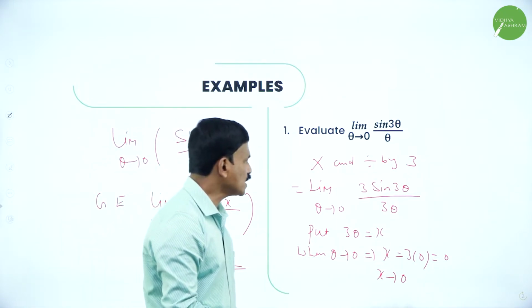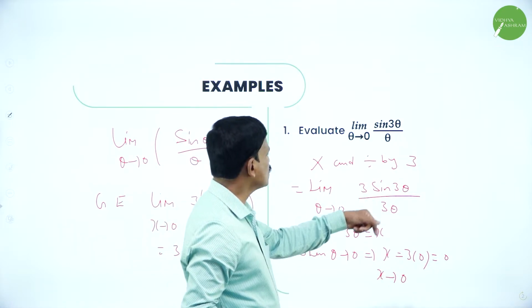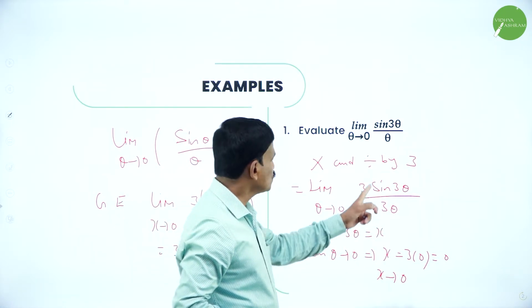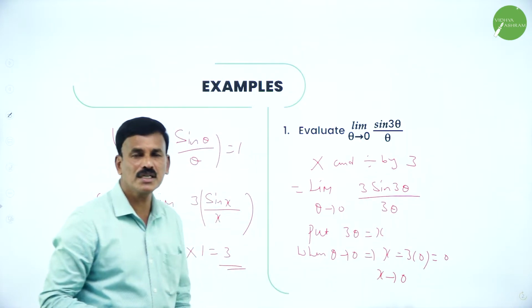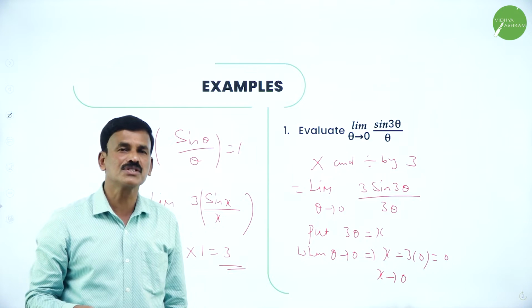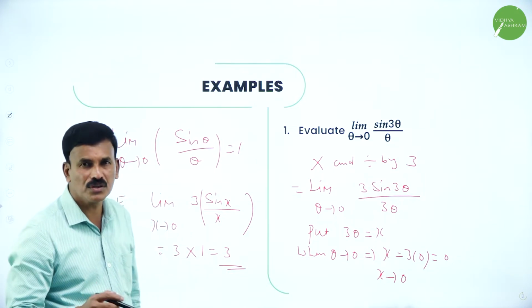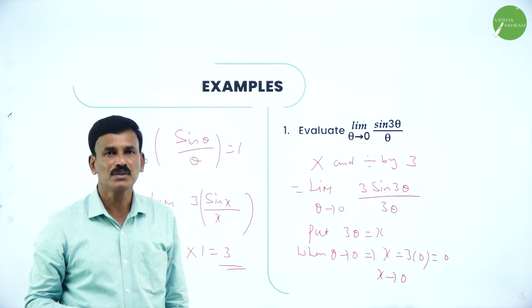Or you can also straight away take the constant 3, since this is of the form sin theta by theta, so you can put 1, 3 into 1, that's equal to 3 itself. Okay. This is how we are going to solve this problem. Hope you followed. Now let us take a similar type of problem.